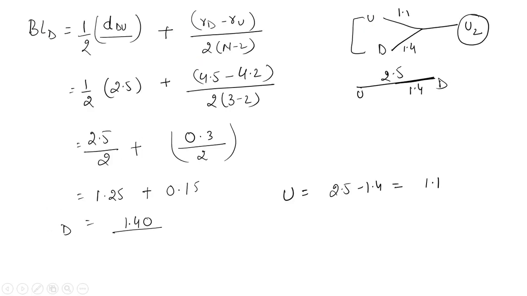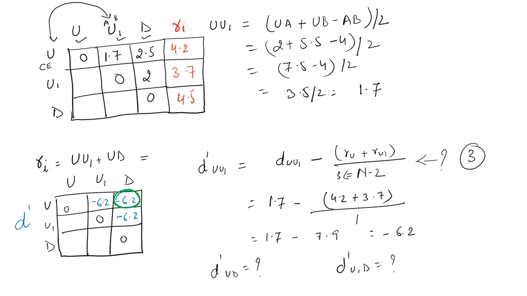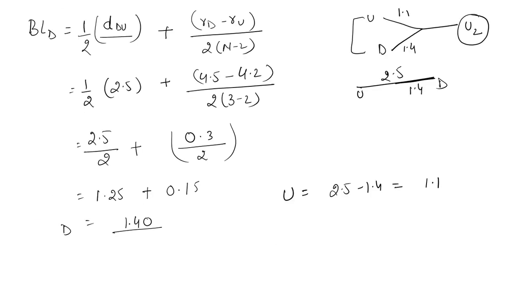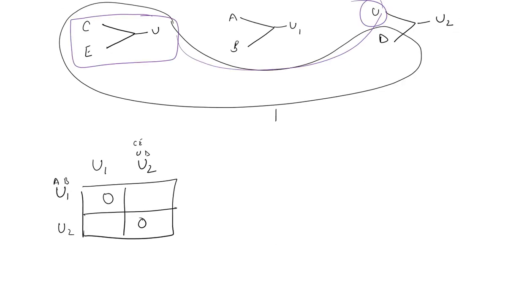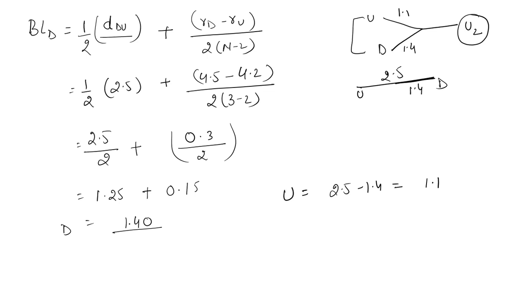Okay. But in this matrix you have U available, D is available, and U1 is available. So you have to calculate U1 and U2. The U1 to U2 distance you have to calculate.